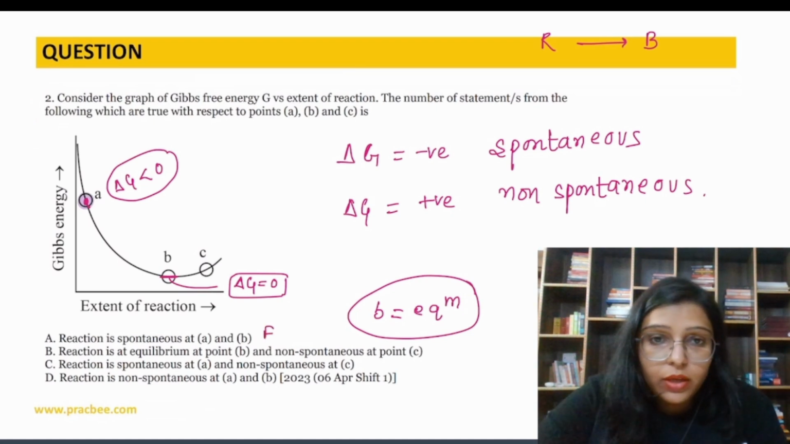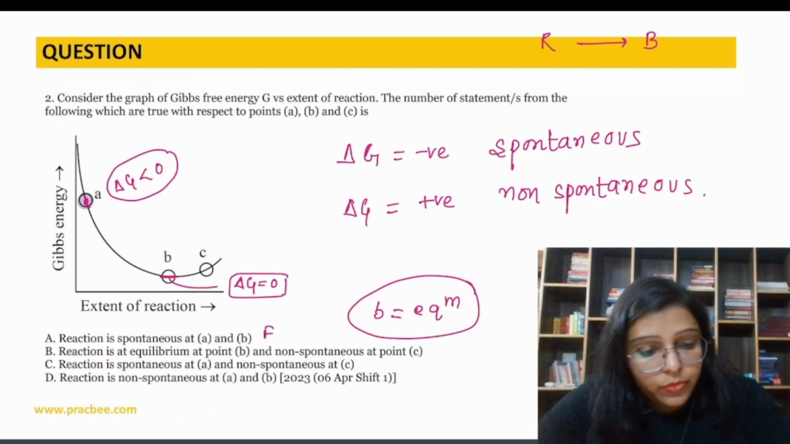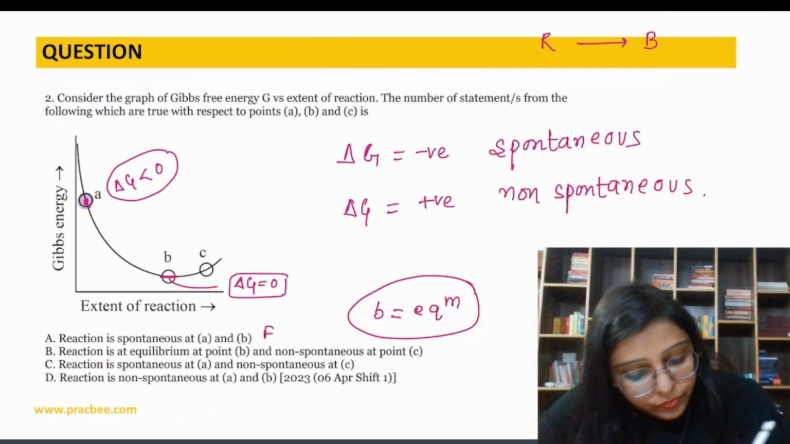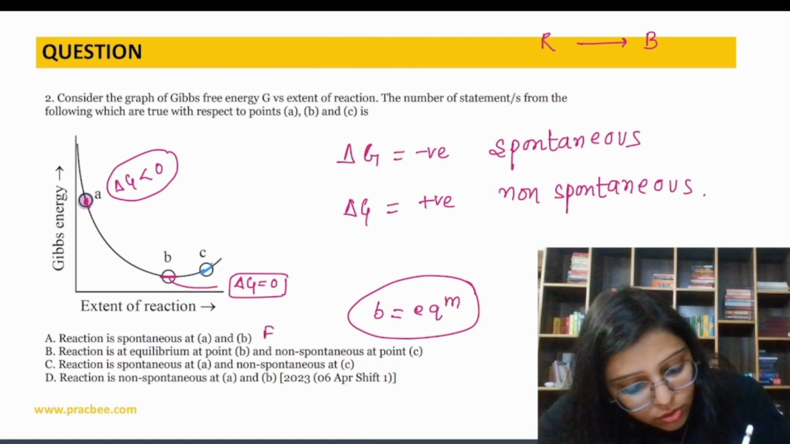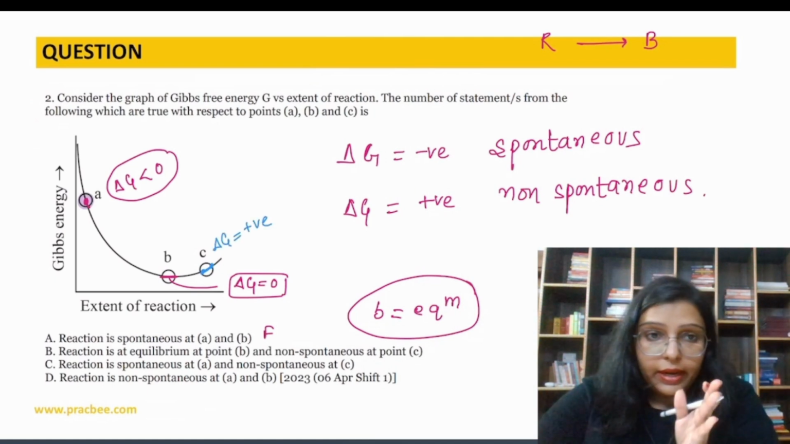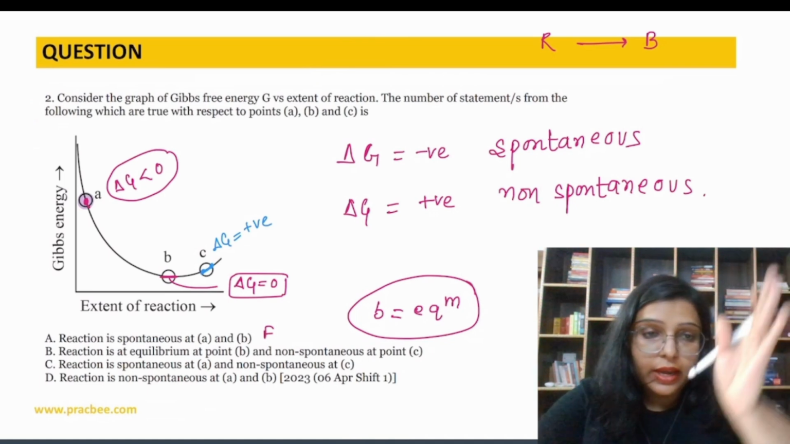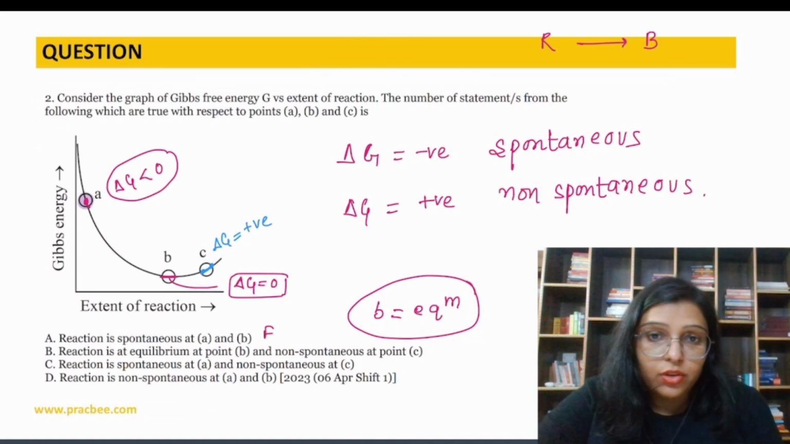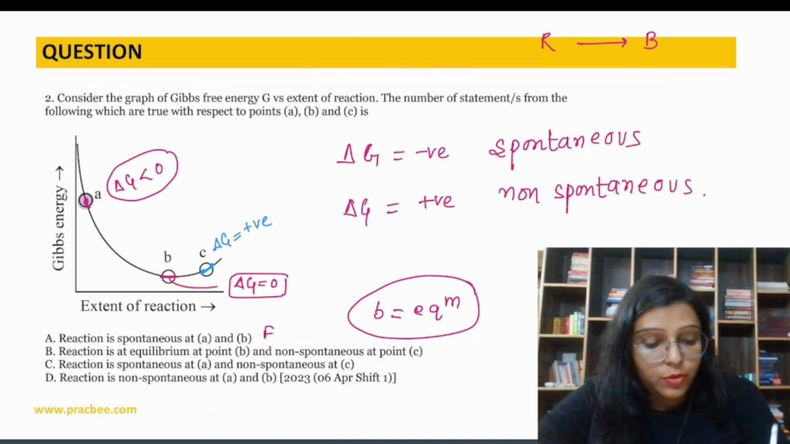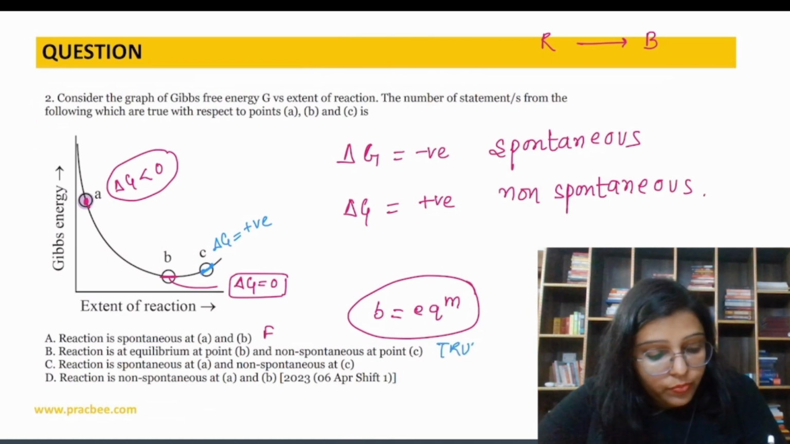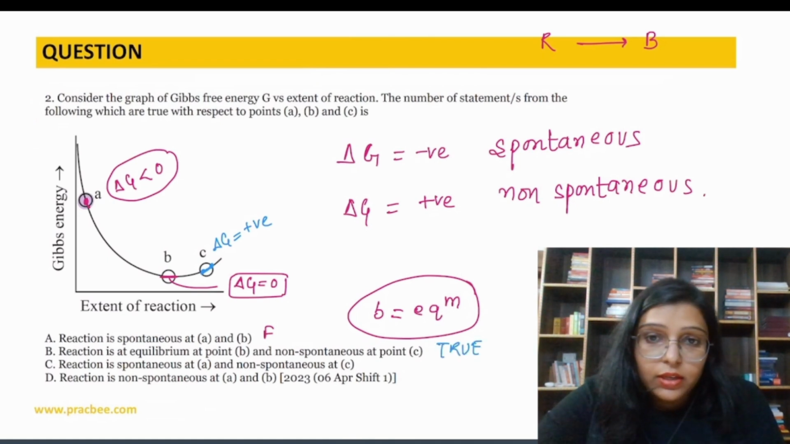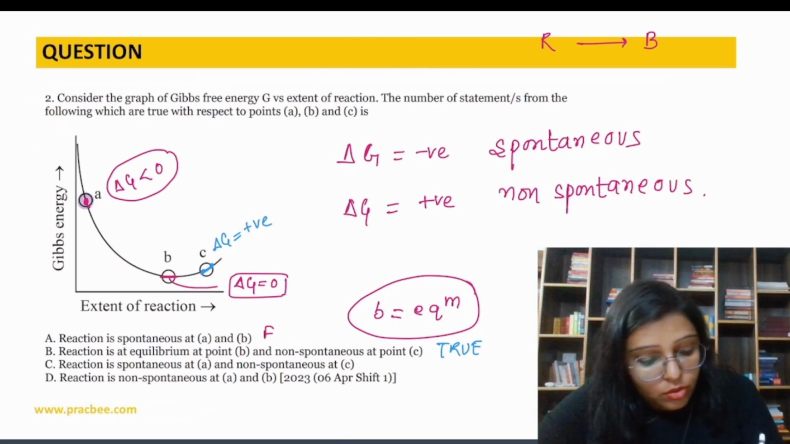And non-spontaneous at point C. So if you see point C, here Gibbs free energy is going to be positive because the curve is moving in an upward direction. So we can say that reaction is non-spontaneous at point C. Yes, because delta G comes out to be positive. So this statement is true. Now next, reaction is spontaneous at A: true, and non-spontaneous at C: this is also true.